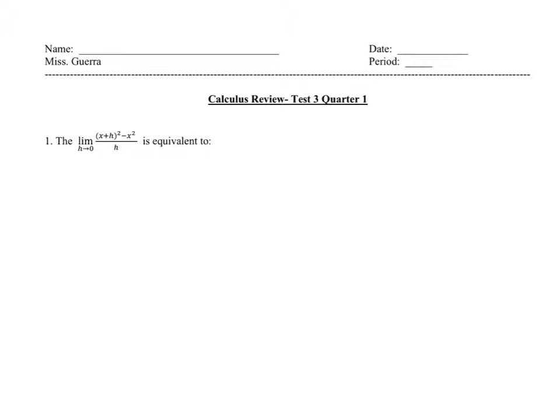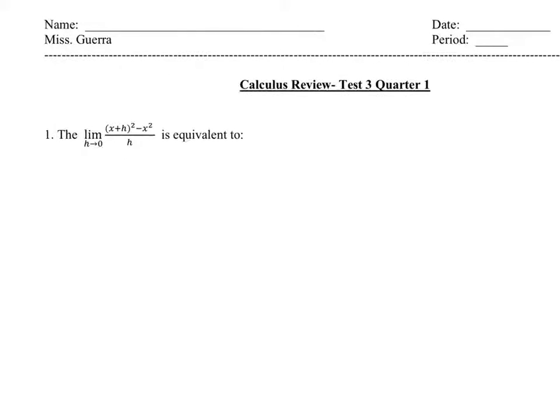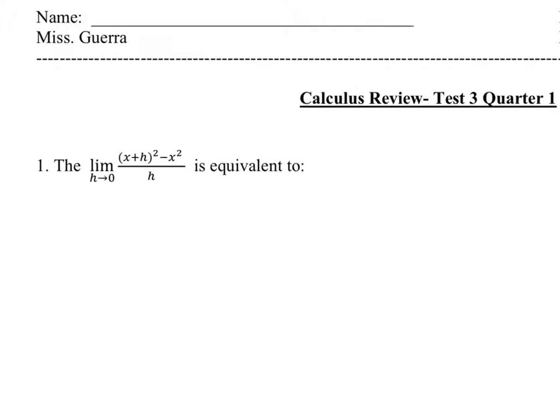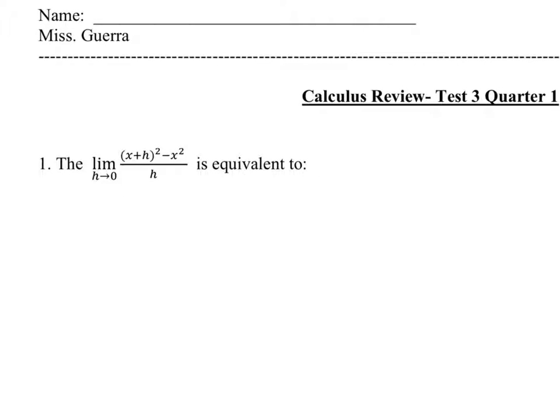Okay, so starting off with the first question, it says the limit as h approaches 0 of (x plus h) squared minus x squared all over h is equivalent to what? So basically, the first thing you would do is plug in 0 for h. When you plug in 0 for h, you actually get 0 over 0, which is not going to be helpful for us with this problem. So what I'm going to have to do is multiply, FOIL, and reduce to get my answer.